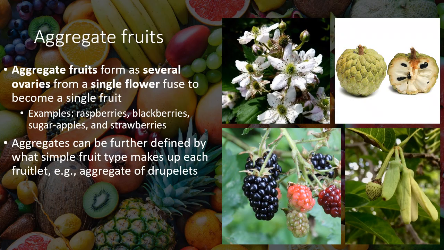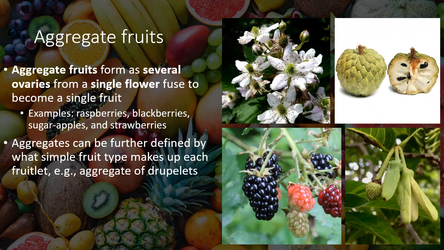We're now moving on from simple fruits. Remember, simple fruits had only one ovary from one flower that ripened and became a fruit. We're seeing a change from that. We're seeing not just one ovary anymore. So in an aggregate fruit, there are several separate ovaries in a single flower that after pollination will fuse to become a single fruit. So a great example of this phenomenon are blackberries.